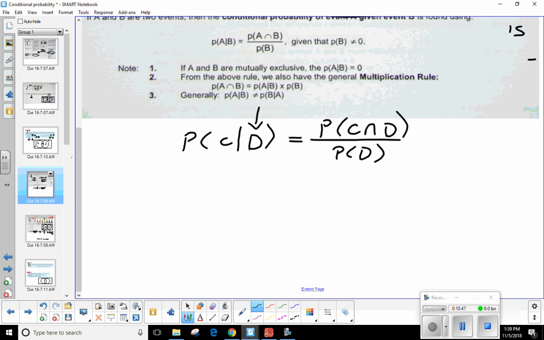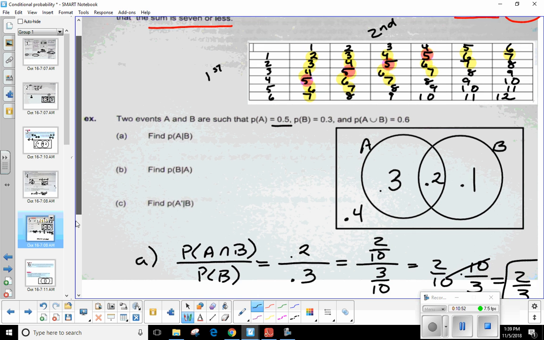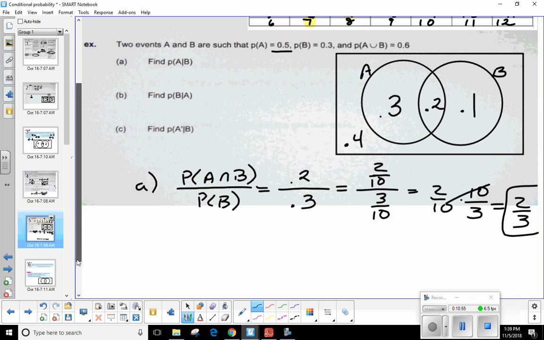And then we went through some extra examples, and I think we got halfway through one. I think we just finished up A, right? Okay. So we filled in this Venn diagram. We're on this particular example. Two events A and B are such that the probability of A is 0.5, the probability of B is 0.3, and the probability of the union of A and B is 0.6. Let's pick up where we left off with B.